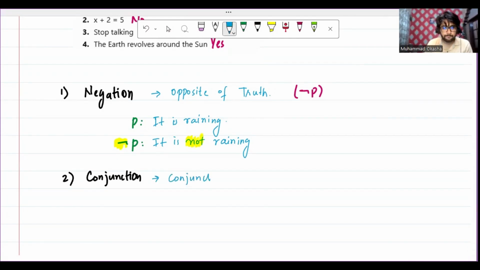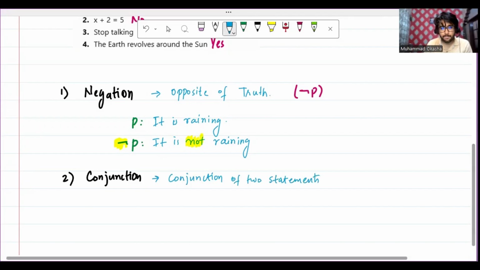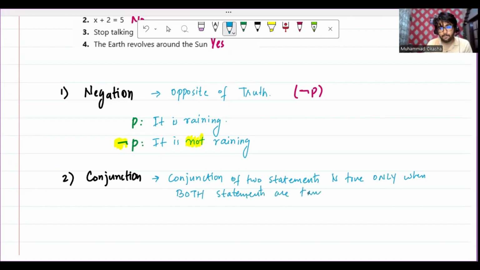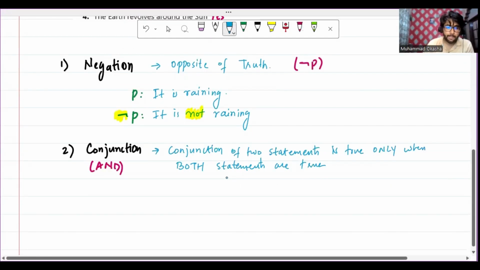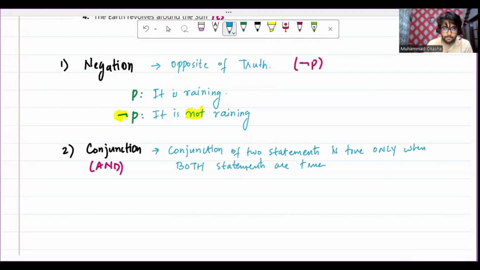Conjunction of two statements is true only when both statements are true. Okay. And to remember conjunction, we remember the keyword "and." So only if A is true and B is true is their conjunction true.